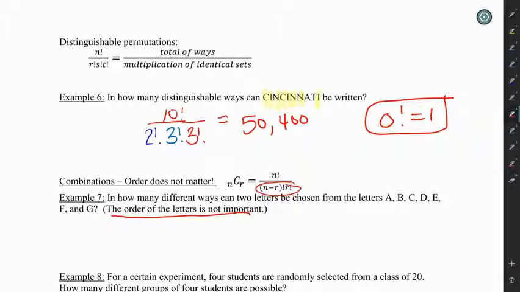So when we do this, we have 1, 2, 3, 4, 5, 6, 7 letters all together. We are choosing 2 of those letters. So 7 minus 2 is 5 factorial. Times 2 factorial, because R is 2, we're choosing 2. And when we put this into the calculator, the answer is 21.